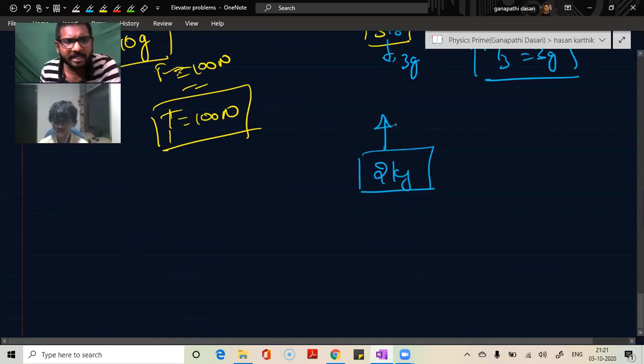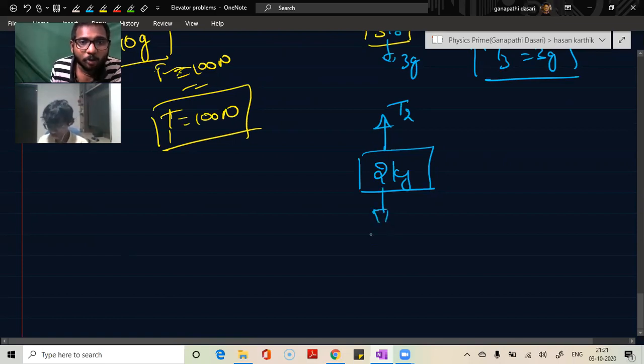Are you getting whatever I am teaching? I did it separately for all these. T2 is upwards. Tell me, 2G is downwards. Is there any other thing? T3. T3 downwards. That's it.